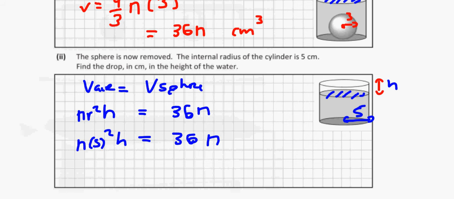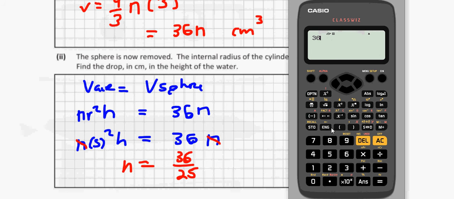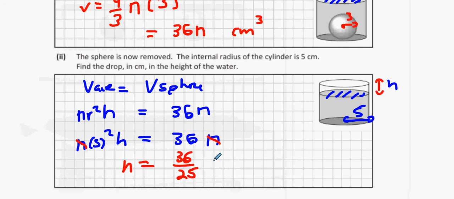Cancel the pi's on both sides. And then h is equal to 36 divided by 25, which is... Write that out, can we? Just something decimally. 1.44. Who got that out of interest? Well done. Marking scheme assist?